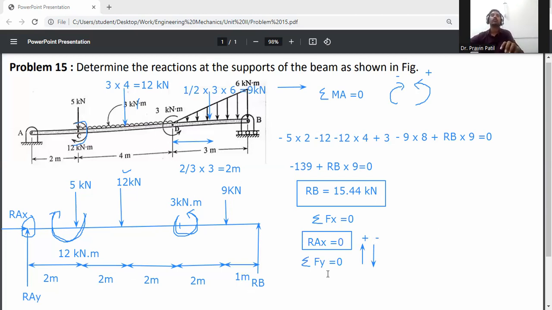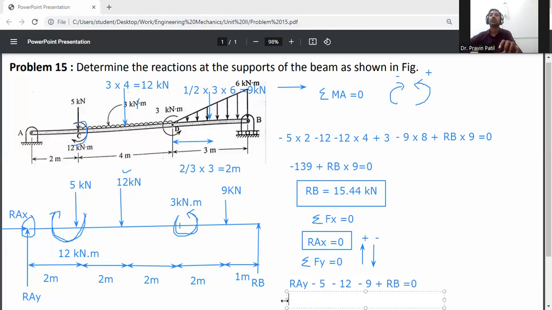Okay. So first of all, RAY is going in the upward direction. Then the second one, this 5 kN is going downward, so -5. Then the third one, this is 12 kilonewton, going downward, so minus 12. Then 9 kilonewton is also going downward, so minus 9. Then RB is going upward, so plus RB is equal to 0.